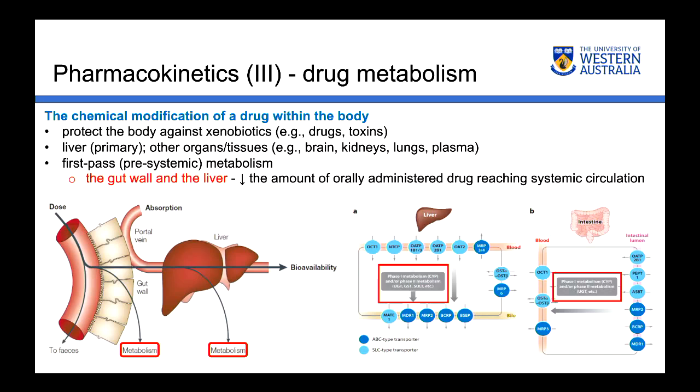Here's something you need to consider. Also you see that in the intestine and the liver, it shows a range of enzymes that are capable of metabolizing drugs. I will talk about one particular family later, but just highlight the range of enzymes that are involved in drug metabolism.